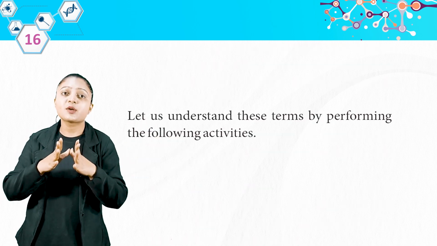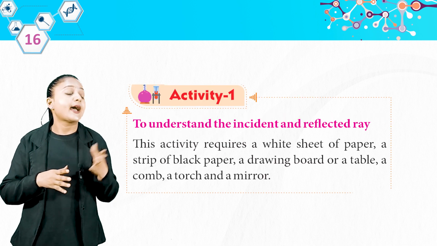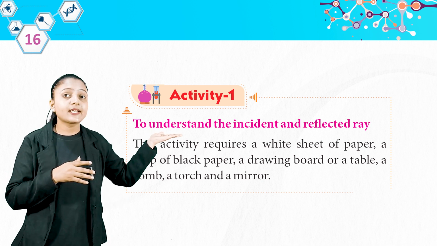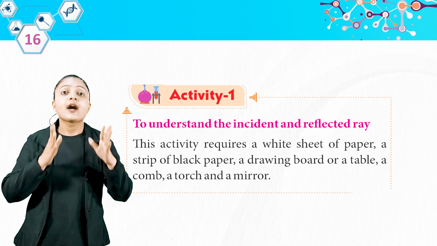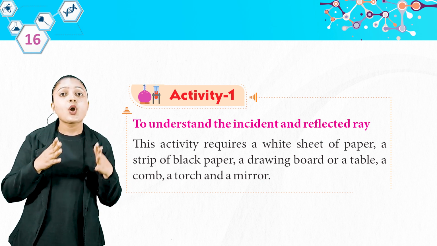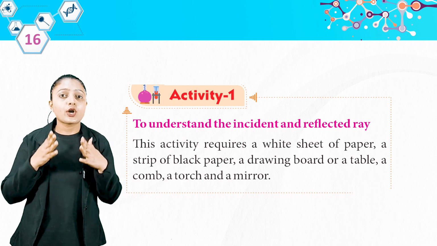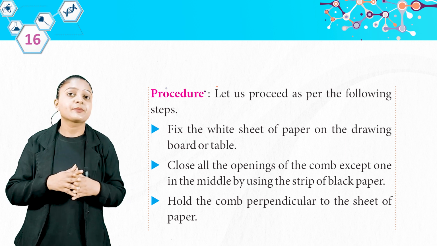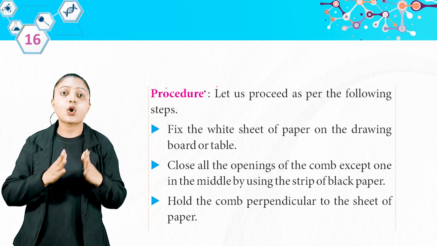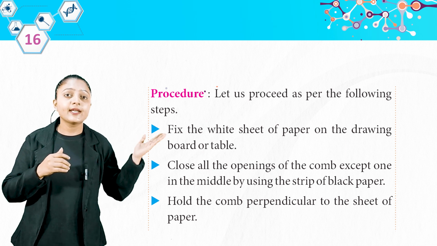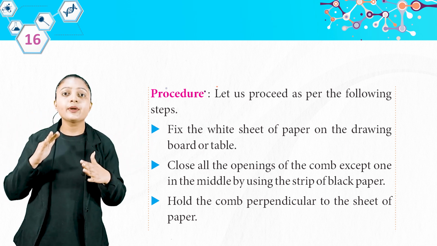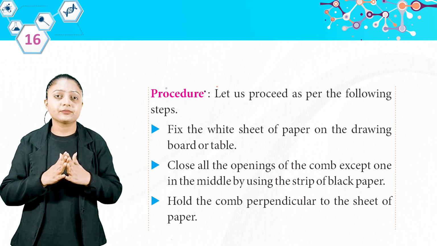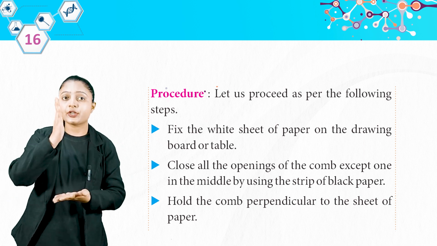Let us understand these terms by performing the following activity. Activity 1. To understand the incident and reflected ray. This activity requires a white sheet of paper, a strip of black paper, a drawing board or a table, a comb, a torch and a mirror. Procedure. Let us proceed as per the following steps. First, fix the white sheet of paper on the drawing board or a table. Second, close all the openings of the comb except one in the middle by using the strip of black paper. Third, hold the comb perpendicular to the sheet of paper.